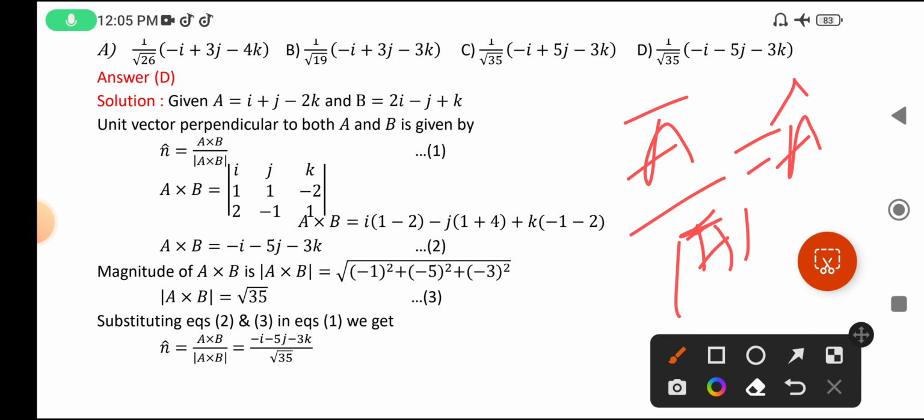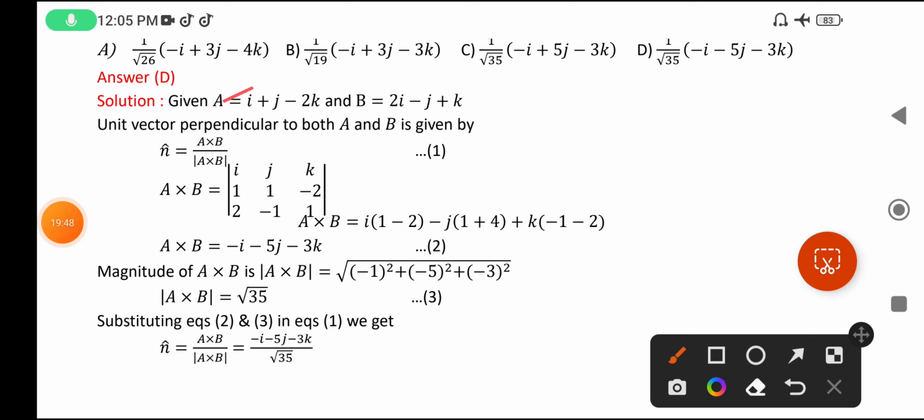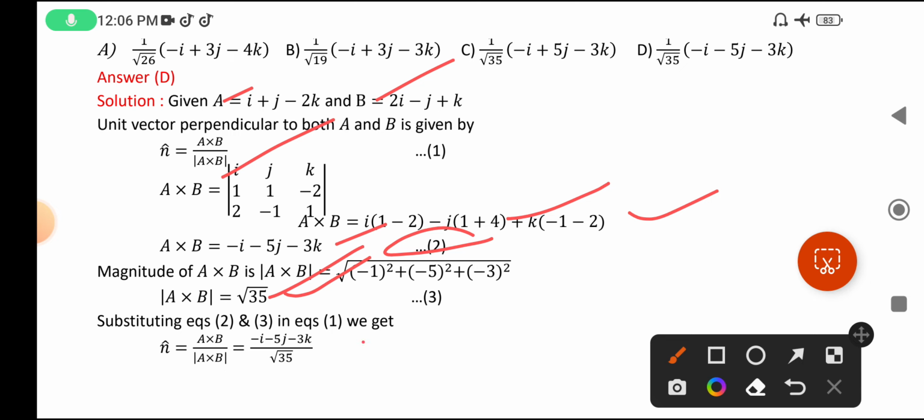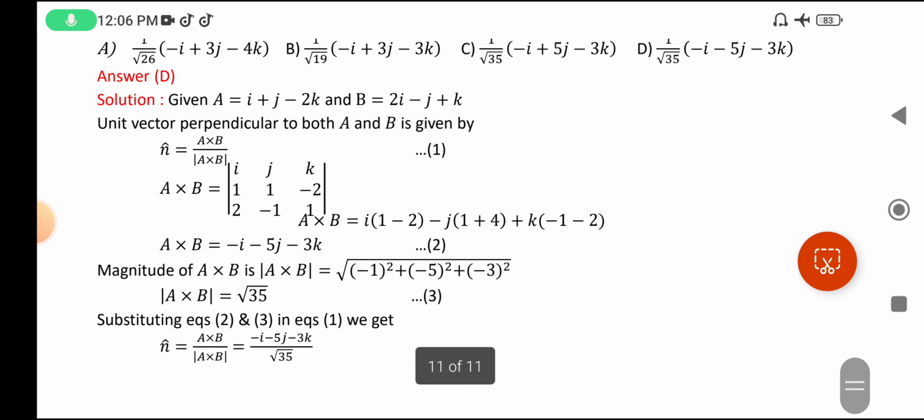So n cap equals the cross product divided by its magnitude. First take the cross product of the two vectors, A vector and B vector. Their cross product is this one, equation 2, and take its magnitude, which is root 35. So this vector divided by its magnitude gives a unit vector which is perpendicular to A and B.